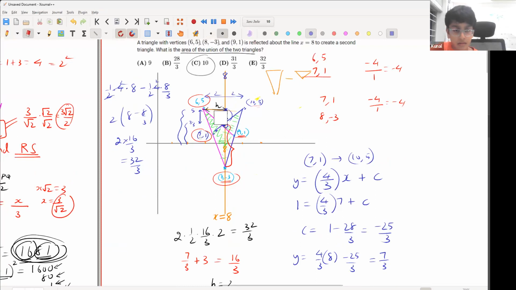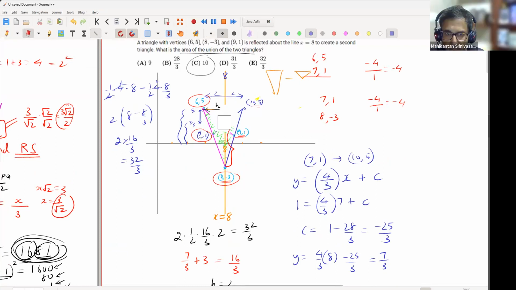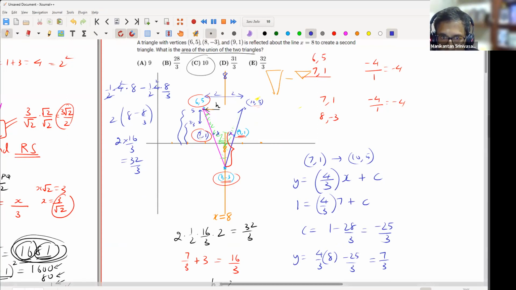Okay, so let me just erase this now that we have finished most of this question. So you're asking if 7,1 fell here somewhere and 9,1 fell here. Anyway, the area would still be the same, right? Are you with me? Because this will come something like this, right? I'm not drawing the perfect diagram, but this will go till here, but anyway the outer envelope will still be the same.